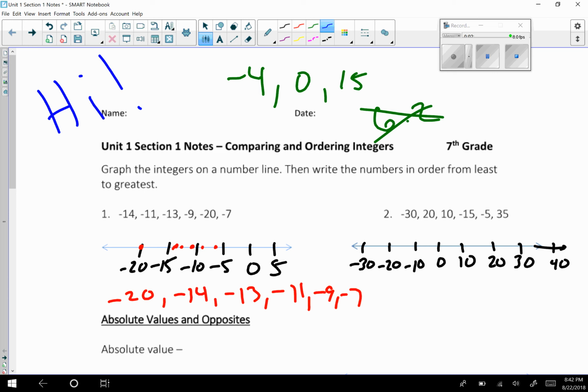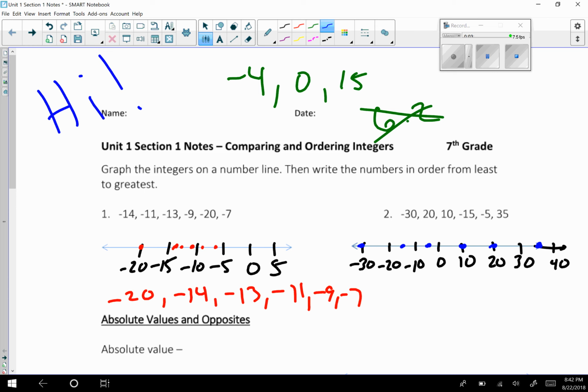So the first one is -30, which is going to go directly on -30. Then I have 20, which is going to go directly on 20. 10, which will be directly on 10. -15, which is going to be halfway between -10 and -20. -5, which is going to be halfway between 0 and -10. And then 35, which is going to be between 30 and 40. So I'll just plot all those on my number line.